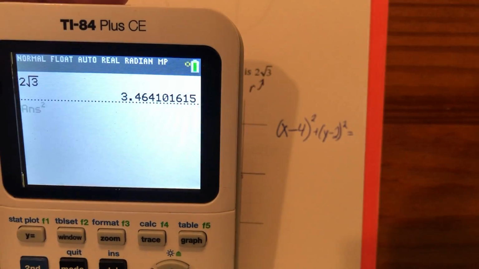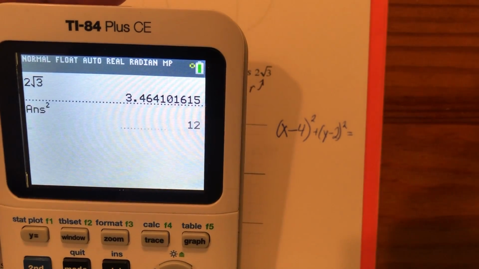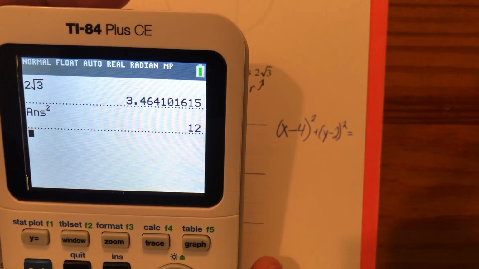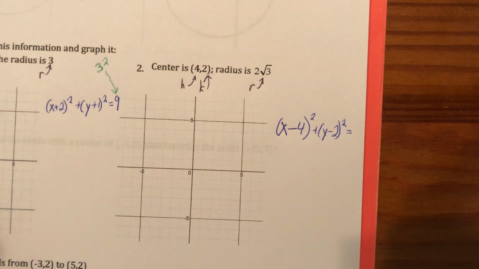And now if you square it here, you'll get the right answer, but you won't gain any mathematical understanding, so I'm not going to press enter. Dang it, I accidentally did. I meant to press clear. Now you know it's 12, and you're going to zone out for the next 4 seconds.